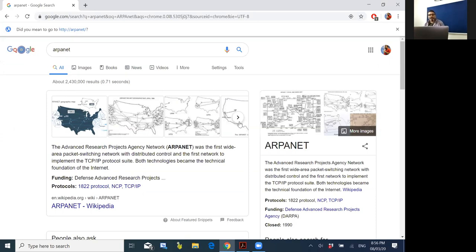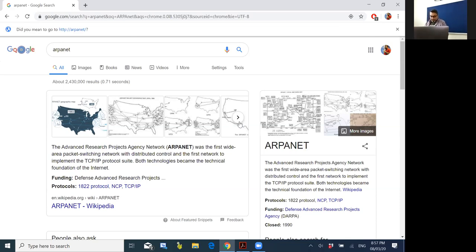Packet switching and public switching we will be discussing in A2. For now, just take it that whatever data is flowing over the networks is being chopped into pieces before it leaves the computer, and those pieces flow over the network, and when they reach the destination using IP addresses, they are assembled back. So these pieces are called packets, and the networks which make use of these packets are packet switched networks.